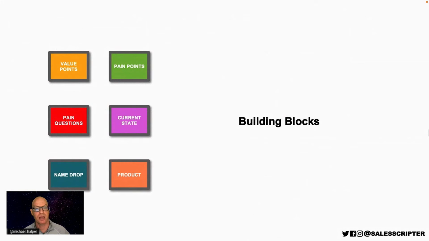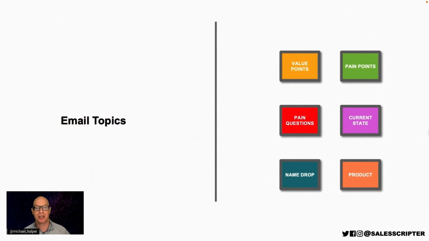And what that gave us is it gave us all those different building blocks. And what we can do is we can use those building blocks as basically email topics. And so you can go a couple different directions here. We could use those as email topics and create one email from each of those building blocks. So we could create a value points email, a pain points email, a pain questions email, and so on.